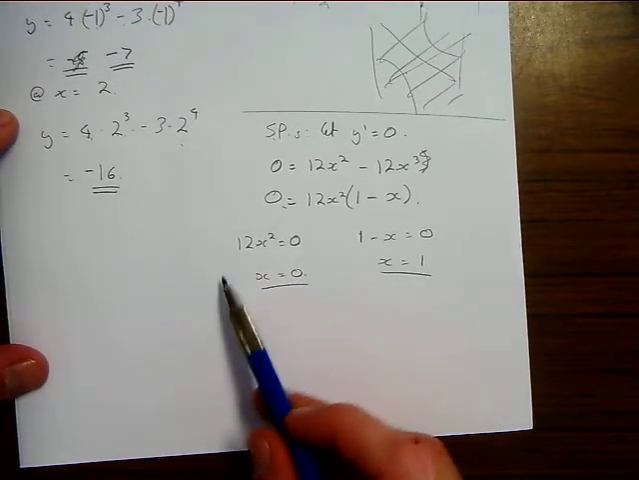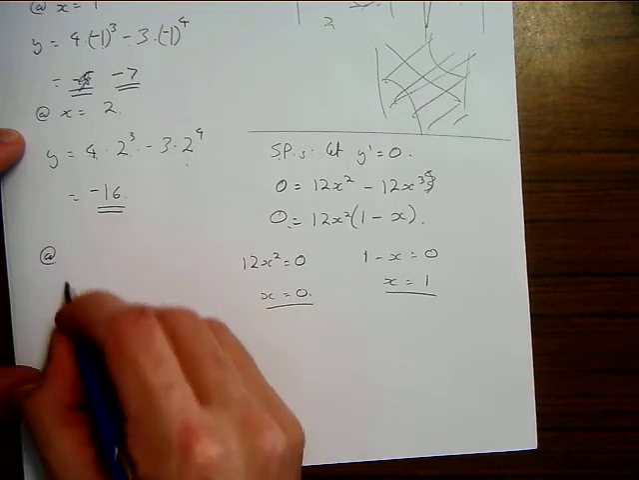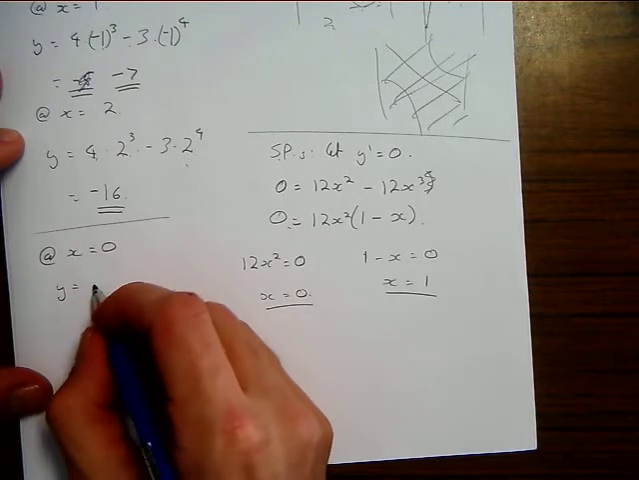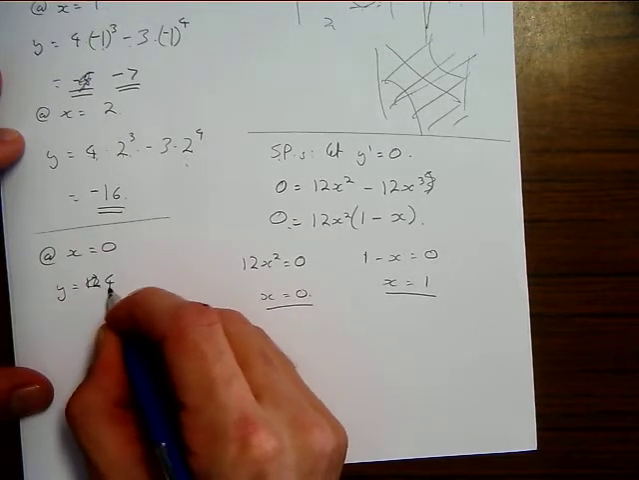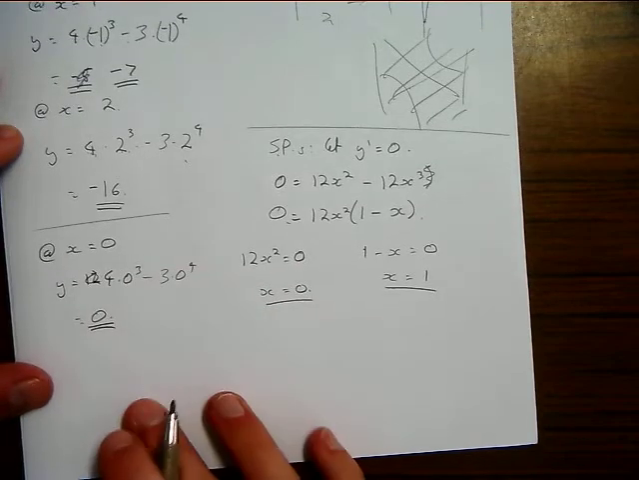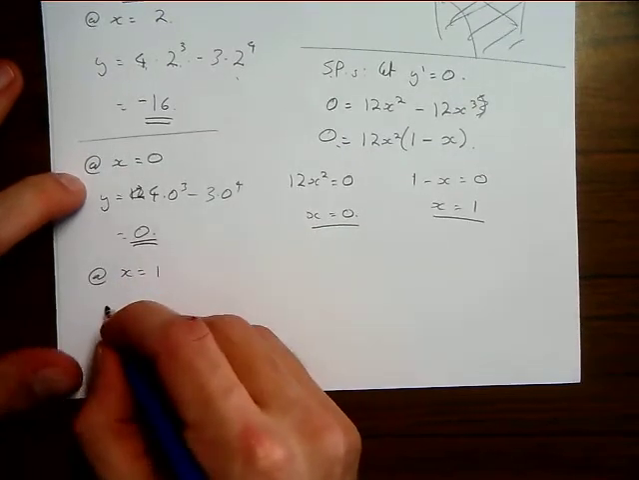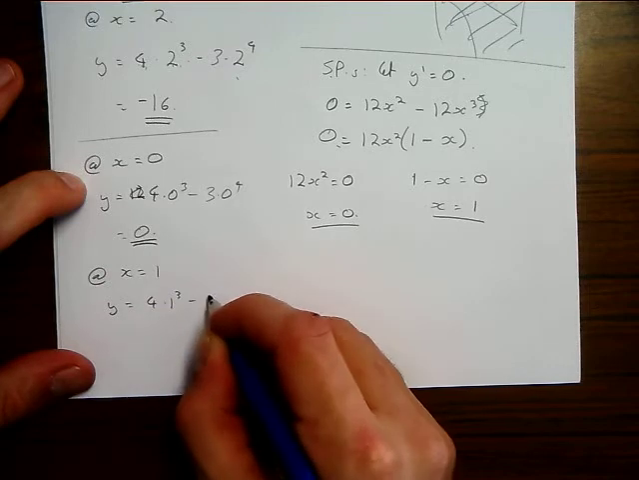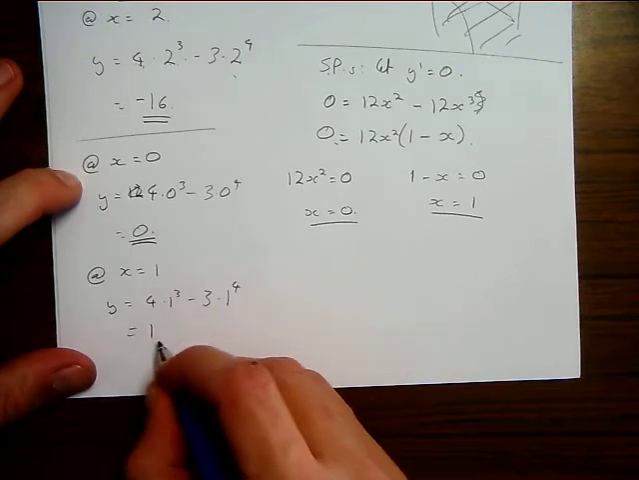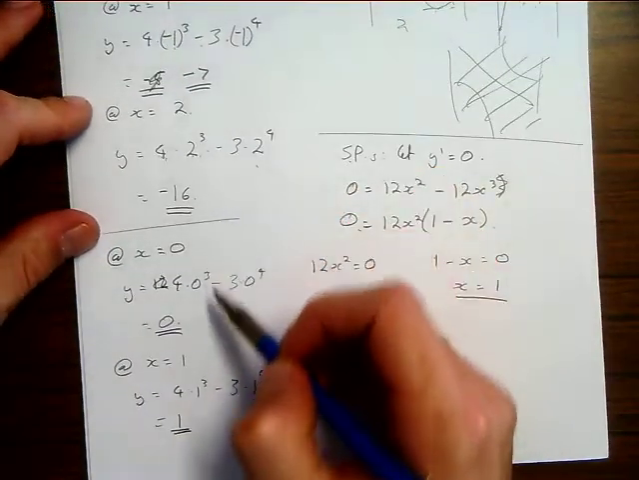So I need to take these x values, as there potentially could be maximums or minimums at these points as well. So at x equals 0, y is equal to 4 by 0 cubed take 3 by 0 to the 4, which is obviously 0. And at x is equal to 1, we have y is equal to 4 by 1 cubed take 3 by 1 to the 4, which is just 1. So we have our 4 values here. We've got -7, -16, 0, and 1.